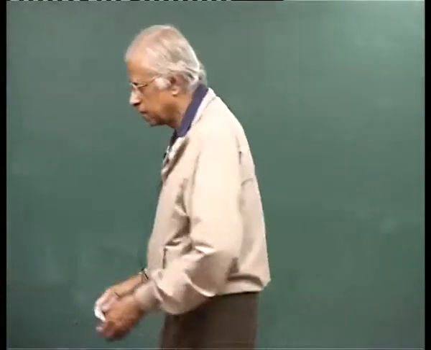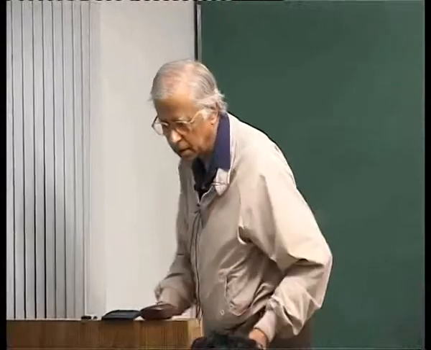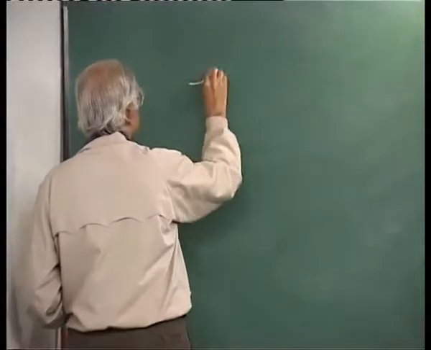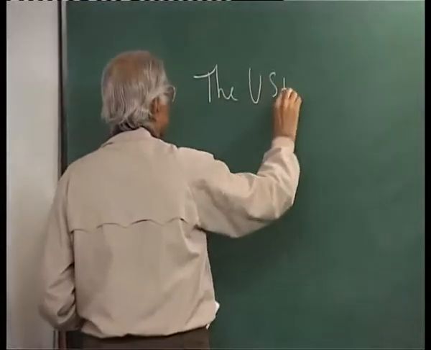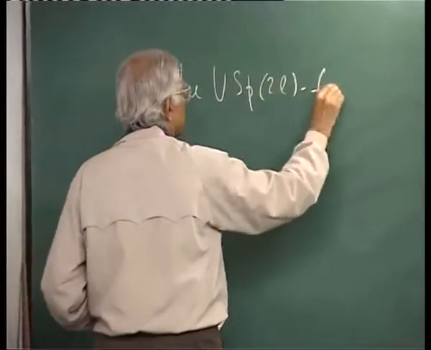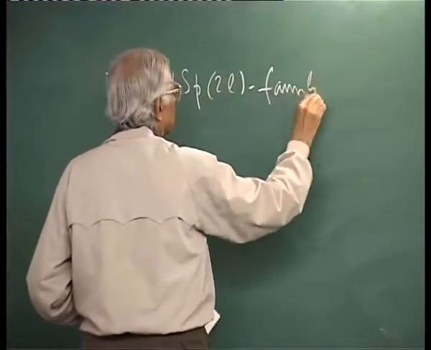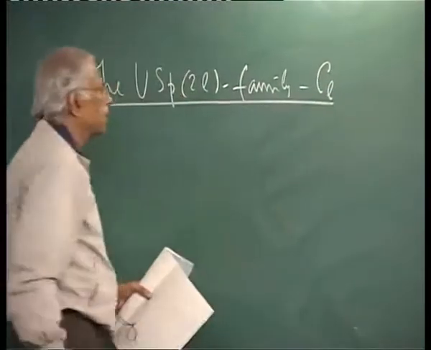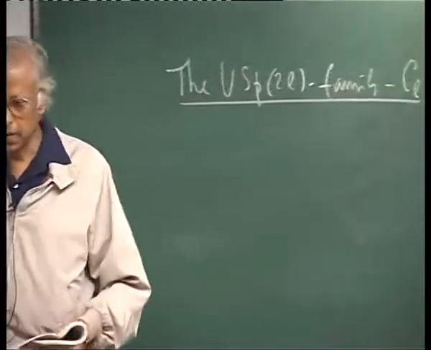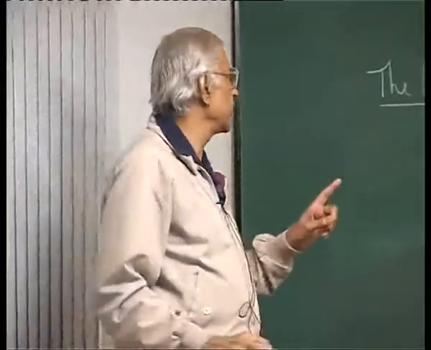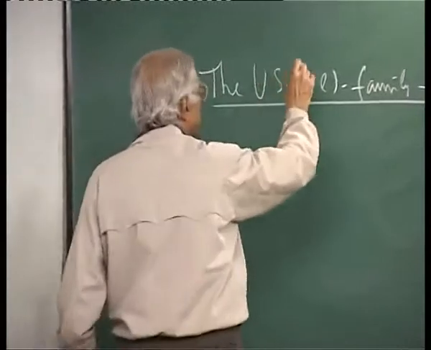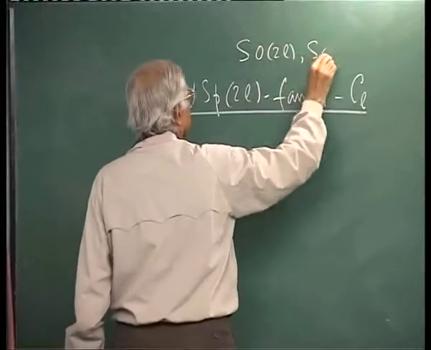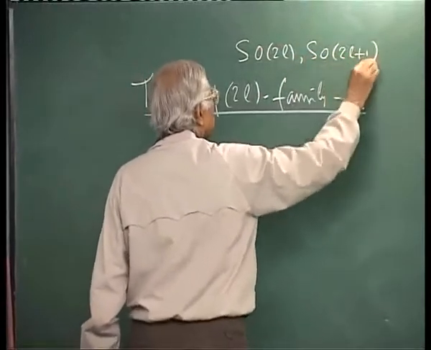Name of the next case. Again, this is the Cartan notation. It is called the CL family. Now, in the two previous families, and I remind you here what they were, SO(2L) and SO(2L+1).